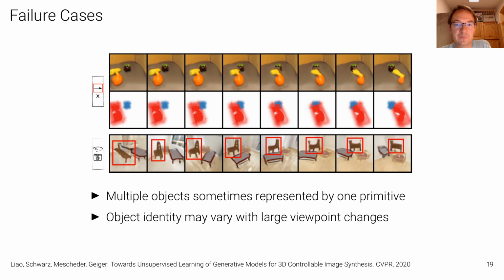Let's also look at some failure cases of our model. First of all, the model works only on simplistic scenes, and a big challenge will of course be how to scale this to more realistic scenes and also to higher resolutions. But some failure cases that we observed on these simpler data sets are that in some cases multiple objects are represented by one primitive, as here when we move the banana and the orange together as a single primitive. Or the object identity may vary, as in this case where we rotate the camera by a large degree and this bench changes into a chair.